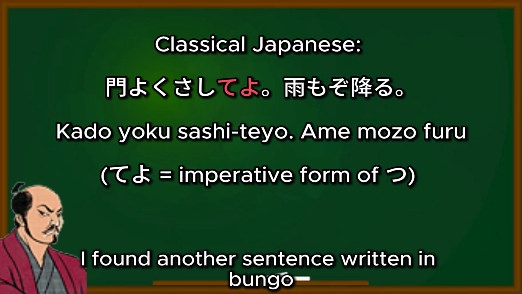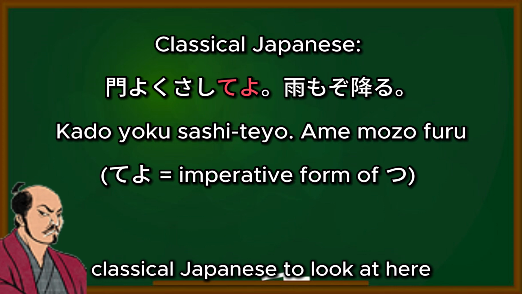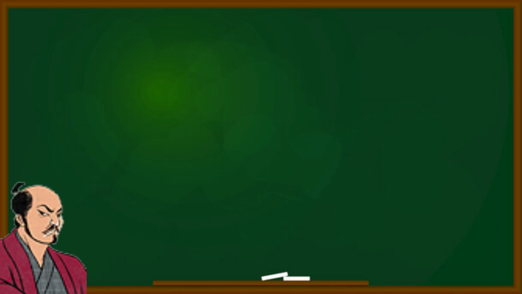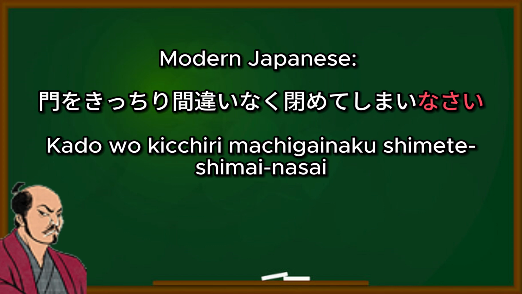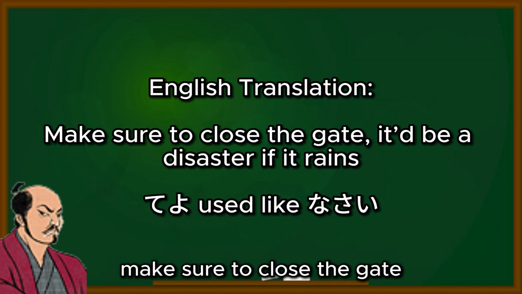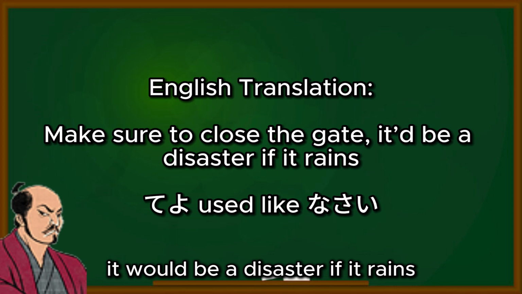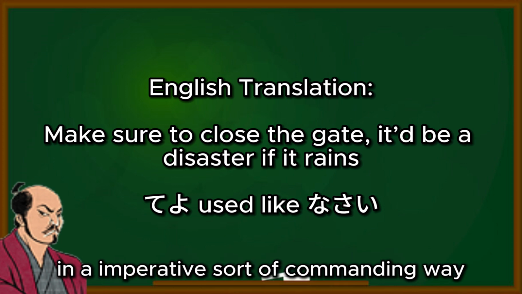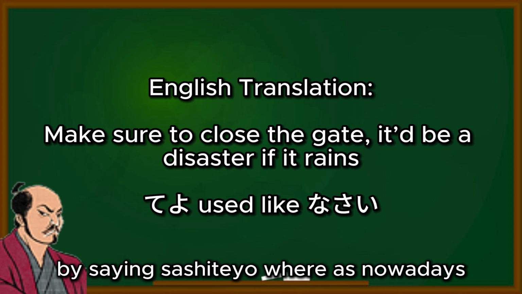I found another sentence written in Bungo, classical Japanese, to look at here. Kado yoku sashite yo, ame mozo furu. In modern Japanese, it would probably be Kado o kichiri machigai naku shimete shimai nasai. The translation in English would be, make sure to close the gate, it would be a disaster if it rains. But do you see how teyo was used like the modern nasai in an imperative sort of commanding way by saying sashite yo, whereas nowadays it would be nasai perhaps.